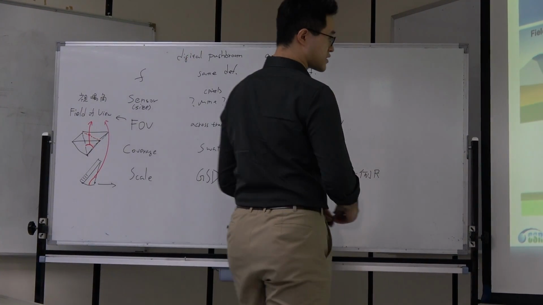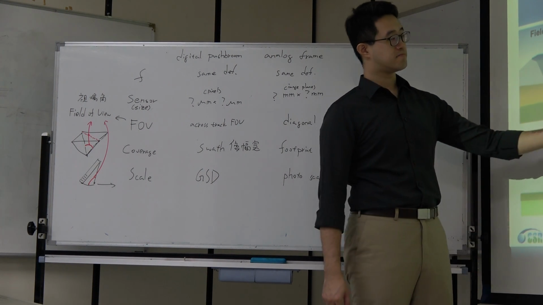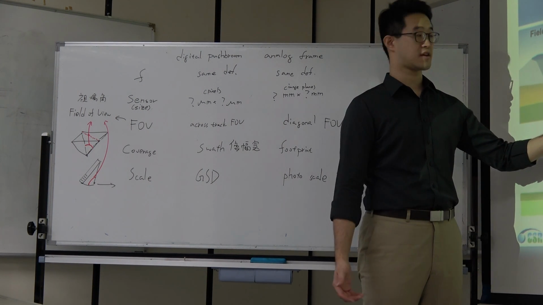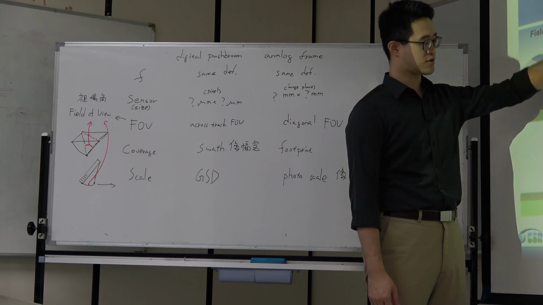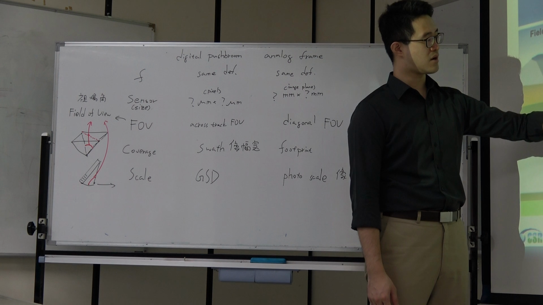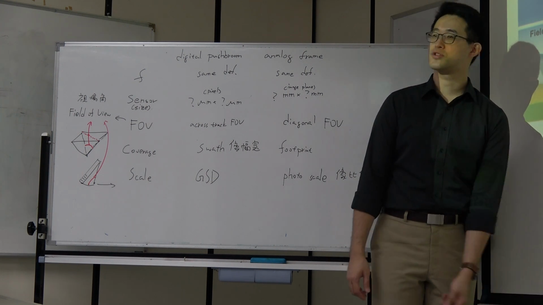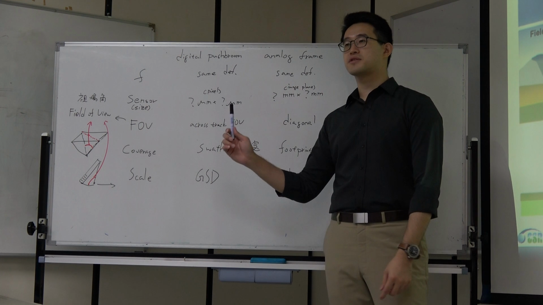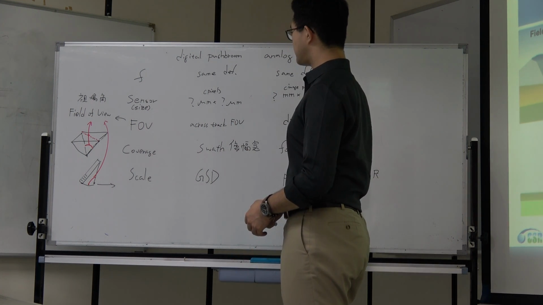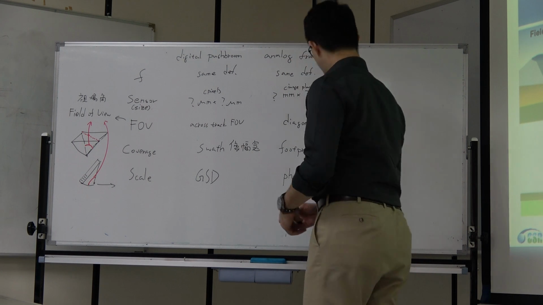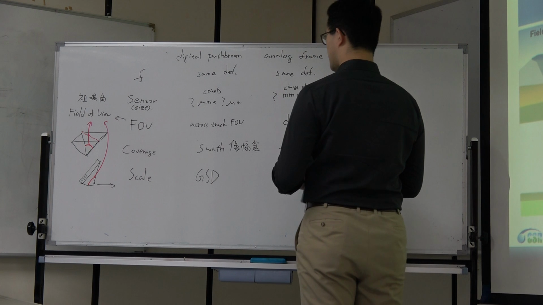The ground sample distance, which represents the spatial resolution that you know of. For 1 pixel, what's the size if you project it to the ground? In this case, it's 20 by 20 centimeters. So that's the GSD, ground sample distance. Okay, so it should be easy to understand.